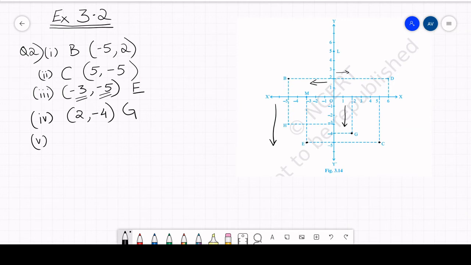Moving to the fifth part, it is asking us to find the abscissa of point D. Now we know abscissa is just a fancy name for the x coordinate, and the x coordinate for point number D is this right here, 6. The sixth part is asking us to find the ordinate of point H. Again, the ordinate is a fancy name for the y coordinate, and for point number H, which is over here, it has a y coordinate of -3.